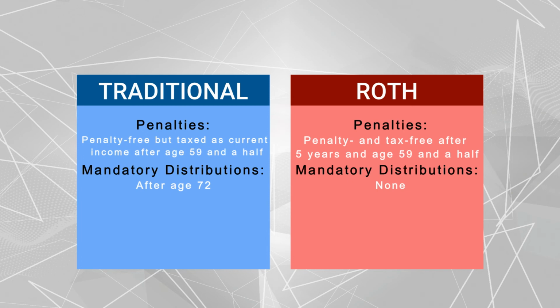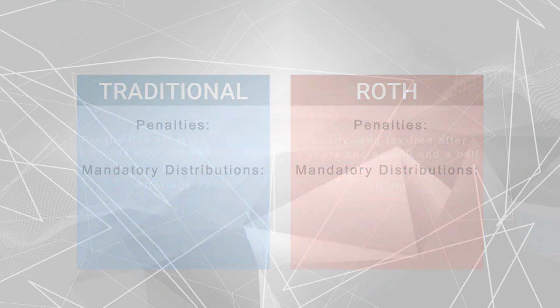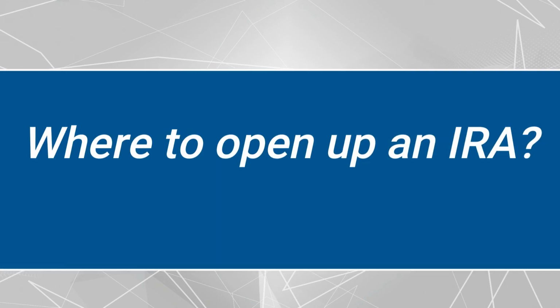Now that you know the similarities and differences between a traditional IRA and a Roth IRA, where can you open up an IRA? You can open up an IRA through an online brokerage. The common brokerages for IRAs are Fidelity Investments, TD Ameritrade, or Charles Schwab. There are definitely more brokerages, but do your research on which brokerage to use, as each brokerage has different features and tools.